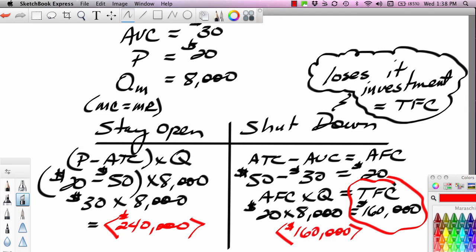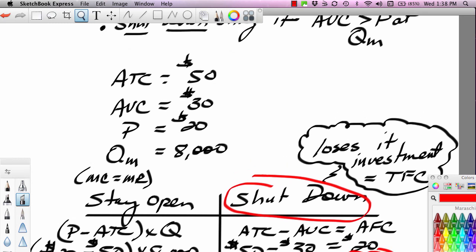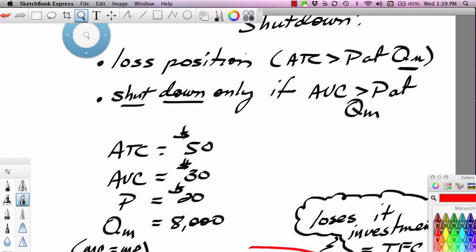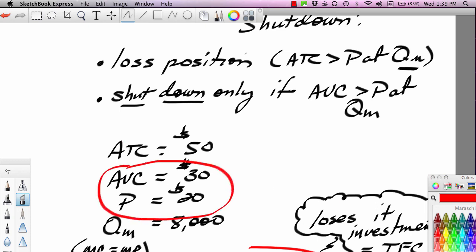Now, what would it be better to do? Would it be better to stay open and lose 240,000, or would it be better to shut down and only lose 160,000? Well, here it's better to what? It's better to shut down. Why? Let's go back up and look at our rule. Why is it better to shut down in this case? Because AVC, let me use a different color here, AVC is actually greater than price, which is this rule right here. We know that ATC is greater than price. The question is what's the relationship between AVC and price?